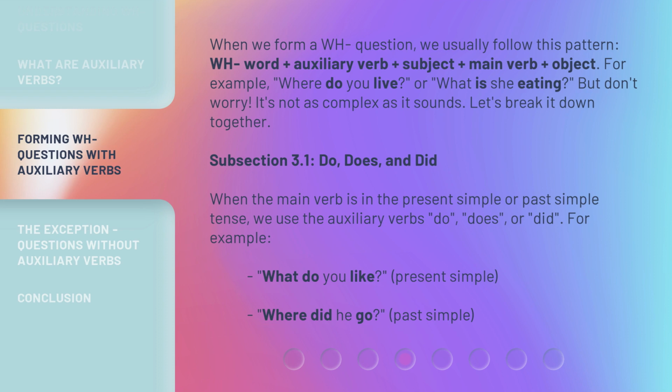Subsection 3.1. Do, does, and did. When the main verb is in the present simple or past simple tense, we use the auxiliary verbs do, does, or did. For example, what do you like? Present simple. Where did he go? Past simple.